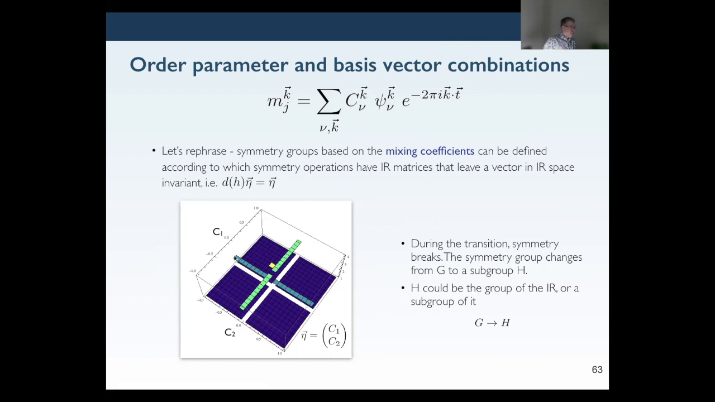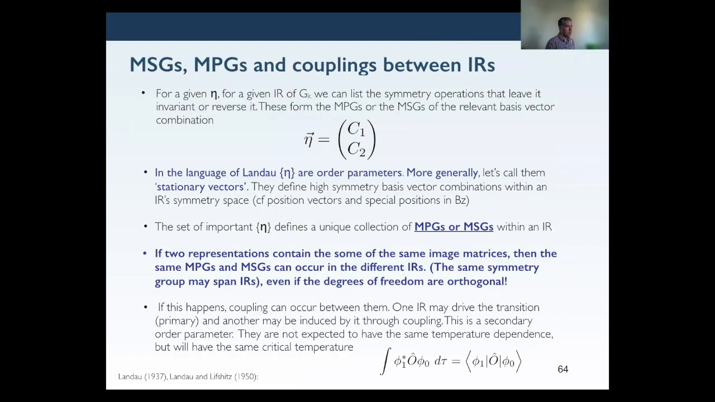So different coefficients can correspond to structures that have different symmetry operations, despite the fact that they are still within the same irreducible representation. So we can end up with high symmetry and low symmetry structures within a multidimensional space of basis functions associated with an irreducible representation. So in this slide, we're going to be looking at magnetic space groups, magnetic point groups, and how we can couple between these IRs using this vector of mixing coefficients.